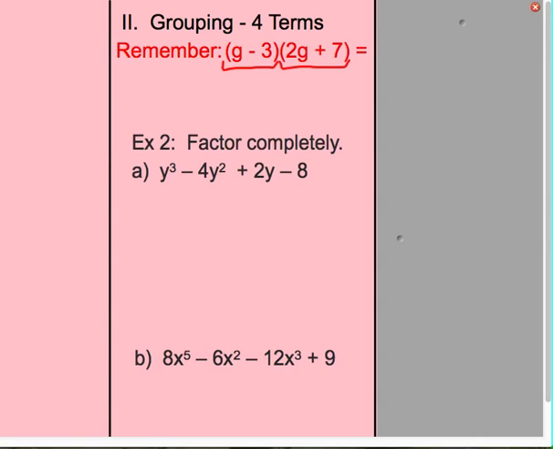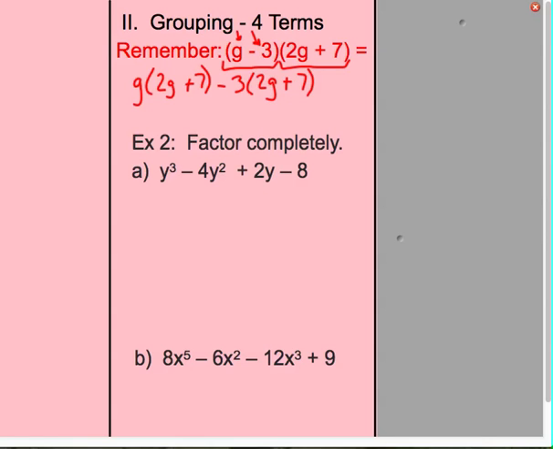So stay with me. If you're confused, just jot down a question and let me know in class. I'm going to start by distributing the g from the first set of parentheses to the entire second binomial. So g times the quantity 2g plus 7. And then my second term is a minus 3, and I'm going to distribute that to the entire binomial, 2g plus 7.